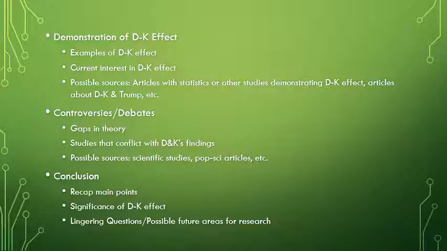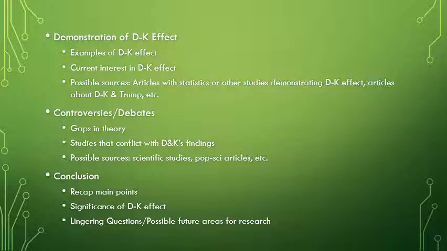Why are people interested in it? What's the significance of this effect to modern culture, to my readers? Why is this important? So what are some possible sources that I could use in this part of the paper? Articles with statistics, other studies demonstrating the Dunning-Kruger effect, maybe perhaps some of the articles about Dunning-Kruger and Trump, if that's the way I decide to go. These are some of the things that would help me, again, accomplish those goals.